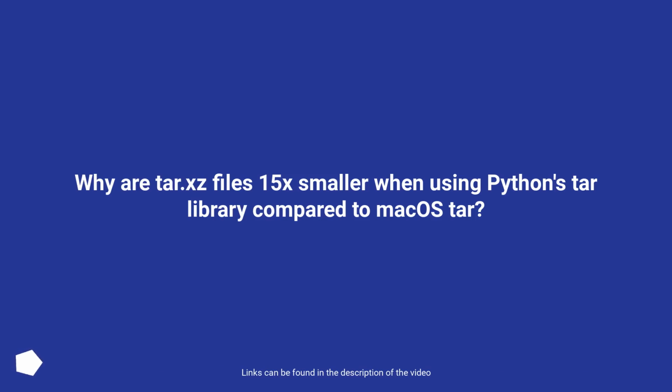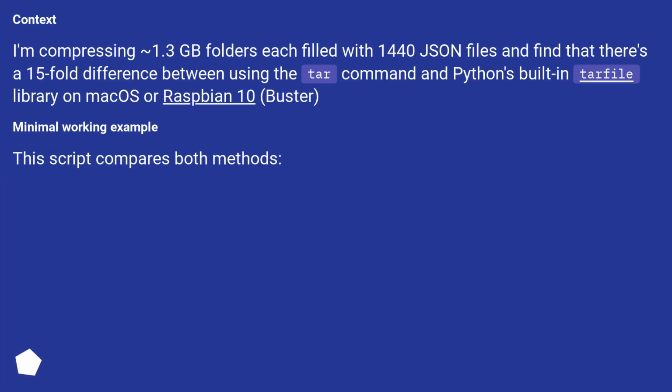Why are tar.xz files 15x smaller when using Python's tar library compared to macOS tar? Context: I'm compressing 1.3 GB folders, each filled with 1440 JSON files, and find that there's a 15-fold difference between using the tar command and Python's built-in tarfile library on macOS or Raspbian 10 Buster. Minimal working example. This script compares both methods.